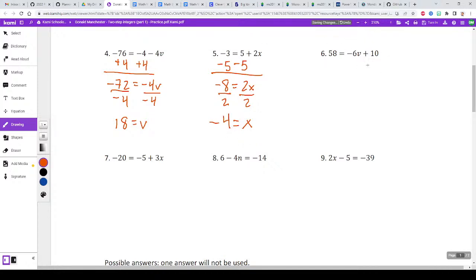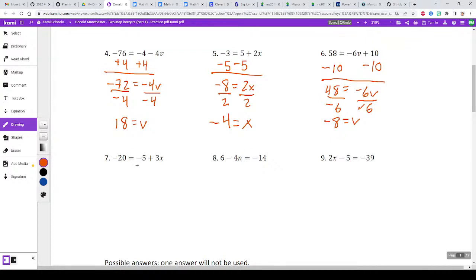Over here, our constant is positive 10, so we subtract 10 from both sides. 58 minus 10 is 48, and then we have equals negative 6v. We divide both sides by negative 6. And v is negative 8. When you divide a positive by a negative, it's a negative.